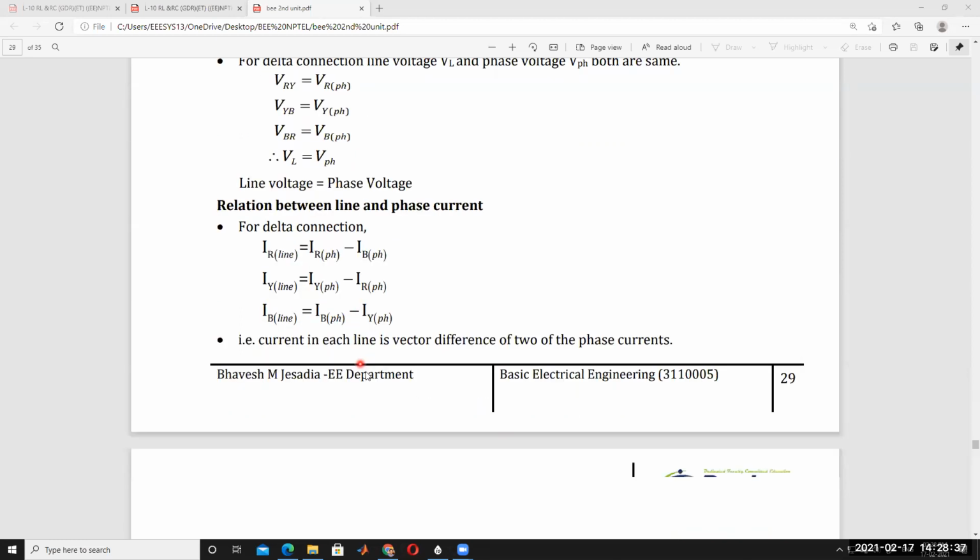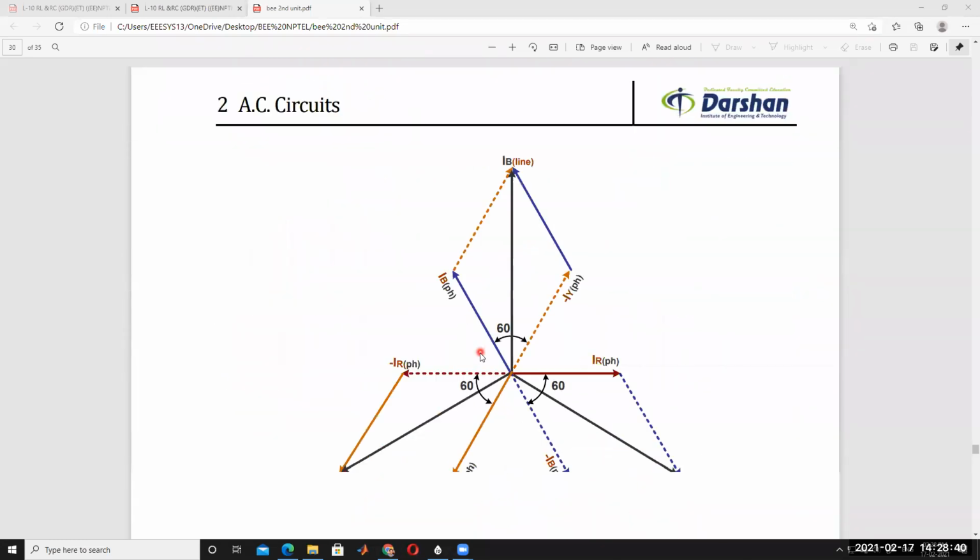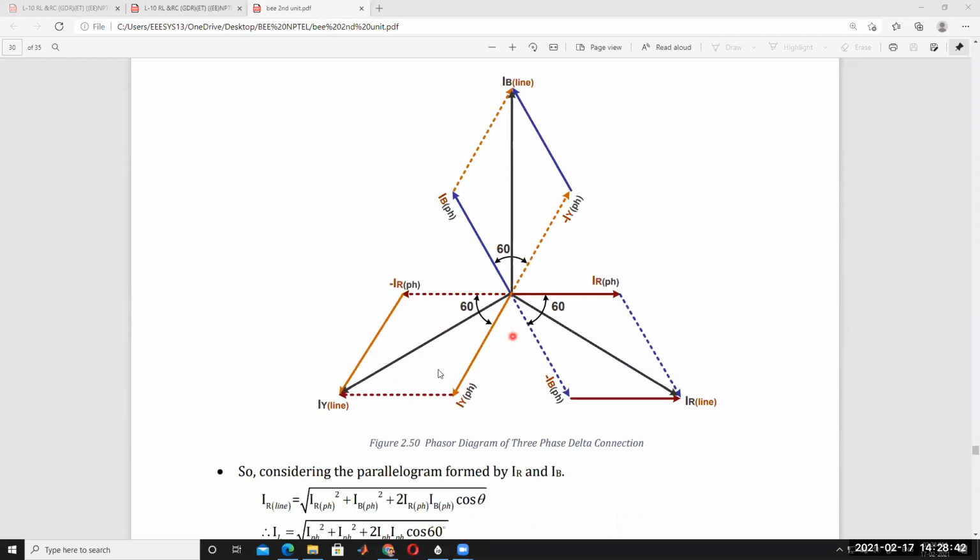Okay, for a delta connected system, consider here this phasor diagram of a three-phase delta connected system. First, I'm taking phase currents as reference. So very important, this concept. So IR phasor. First, I'm taking phase current IR phase.